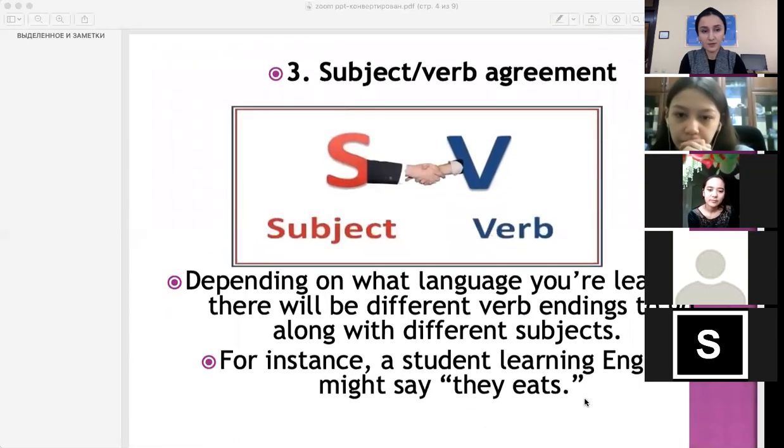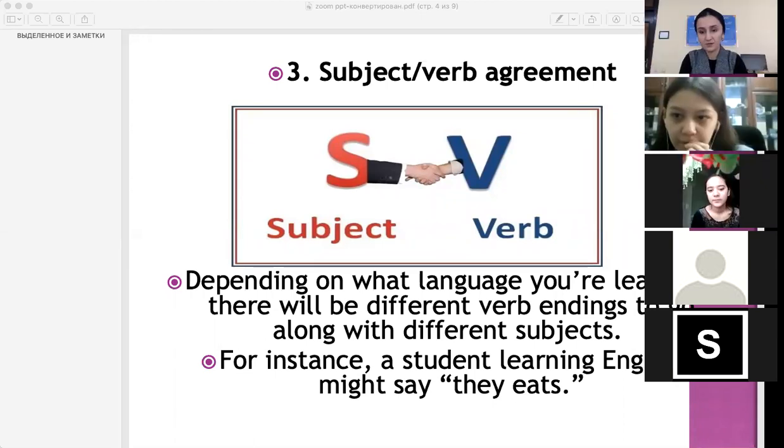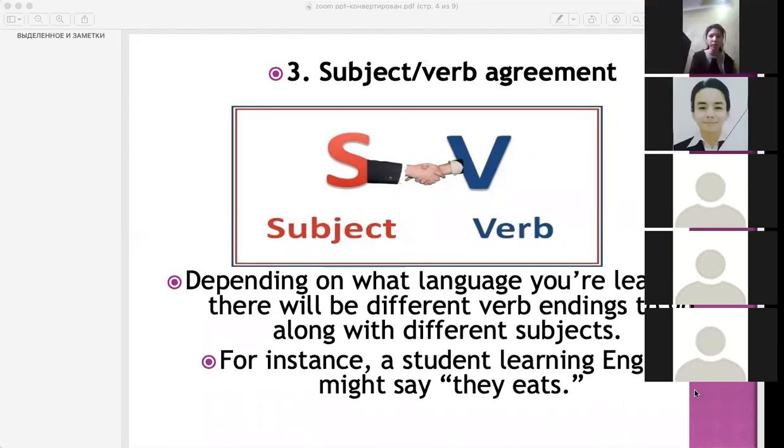Okay, next one. Who will continue? It's about subject and verb agreement. Yes. May I, teacher? Who is talking? Sagdiana. Okay, let's start. Sagdiana, I'm so sorry, I can't see you. Can I see your face, please?